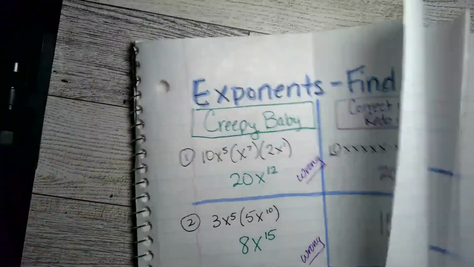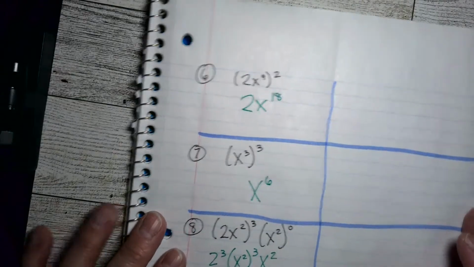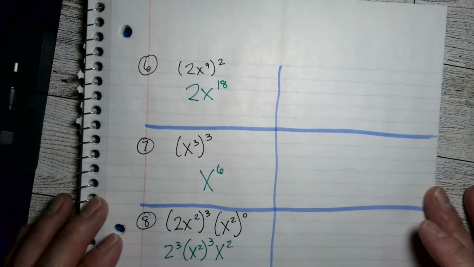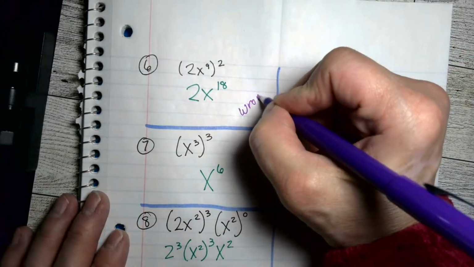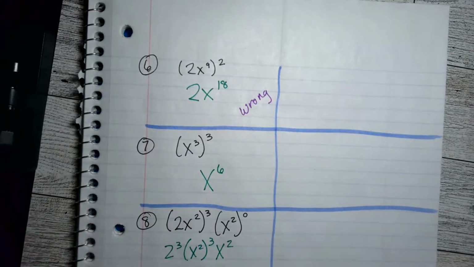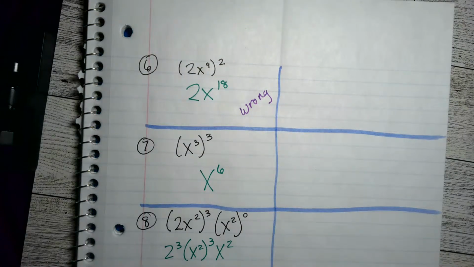All right, let's go to the number 6. Number 6, did she get that right or did she get that wrong? Yeah, she got that wrong. I mean, come on, I'm not going to give you a bunch of correct answers, right? That isn't going to help you. You have to spot mistakes. So where is the mistake? Well, it's the power of a power rule kind of thing.